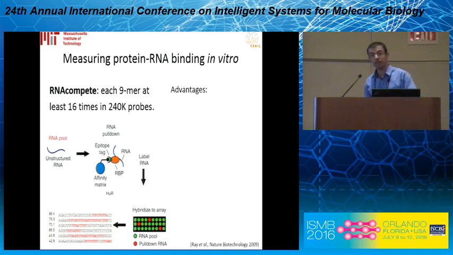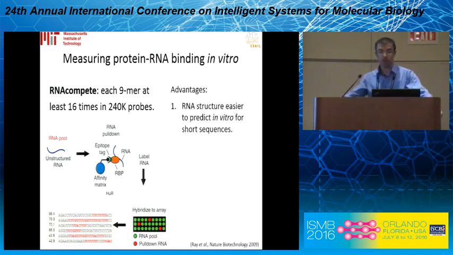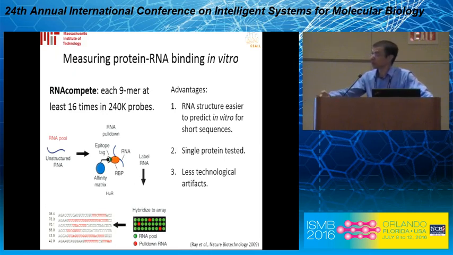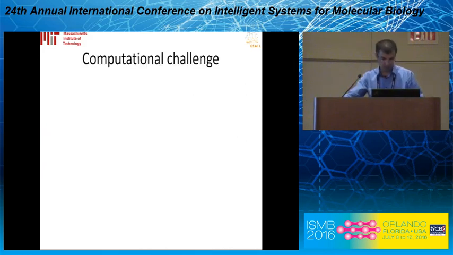And here are the advantages compared to the in vivo protocol. First, all of these RNA sequences are between 30 to 40 base pairs, so the prediction of their structure is much more accurate. As well, it is in vitro, so it doesn't have any confounding factors. We only test a single protein, so there are no competing proteins or cofactors in the assay. There are fewer technological artifacts. This is an in vitro protocol with fewer steps, and we can also measure a background signal on the microarray before we start the experiment.